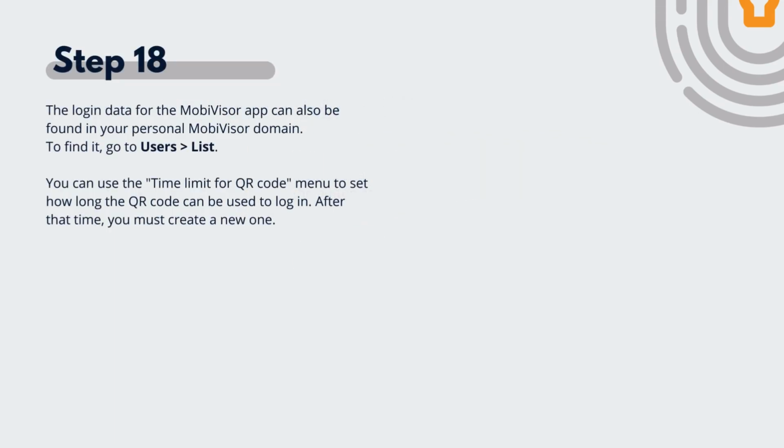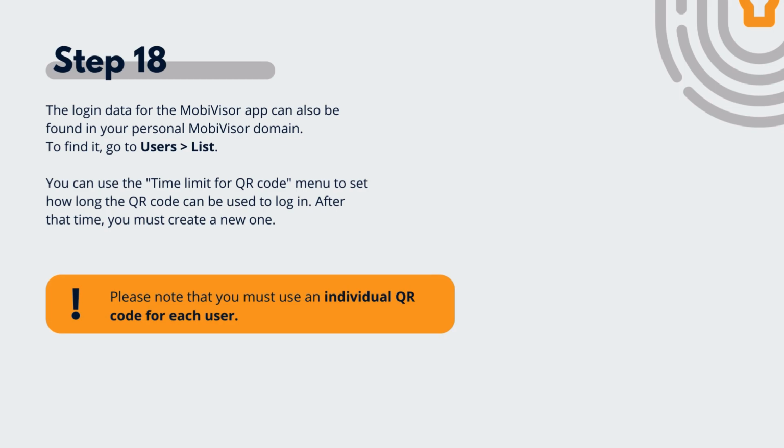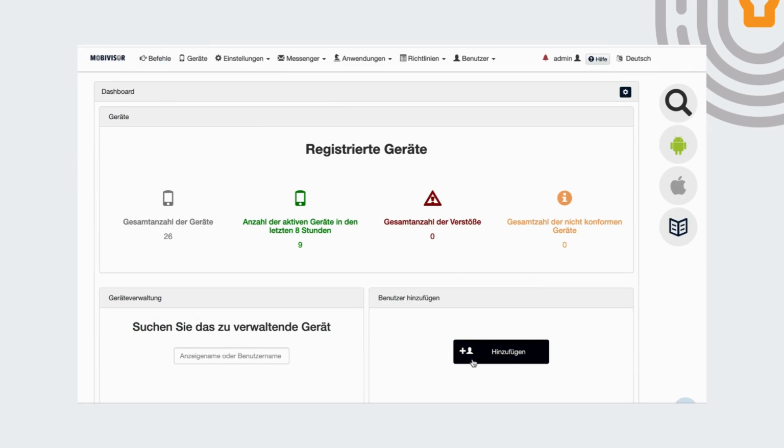Step 18. The login data for the MobiVisor app can also be found in your personal MobiVisor domain. To find it, go to Users and List. You can use the Time Limit for QR code menu to set how long the QR code can be used to log in. After that time, you must create a new one. Please note that you must use an individual QR code for each user.